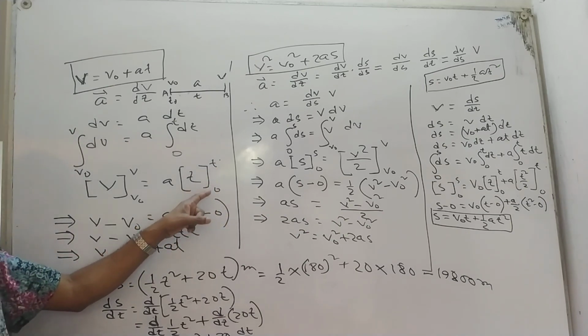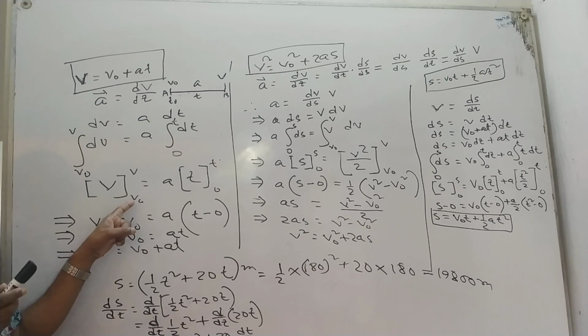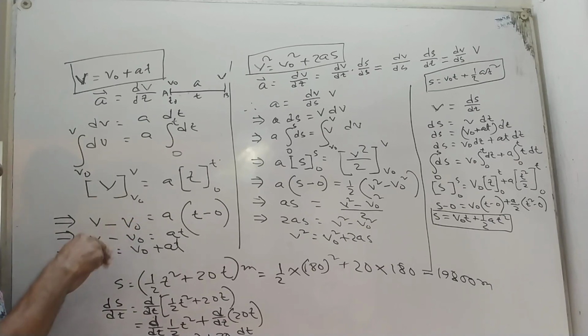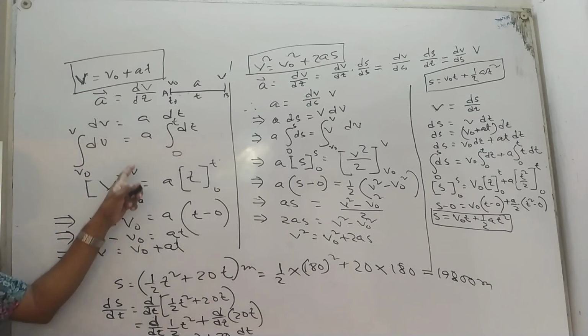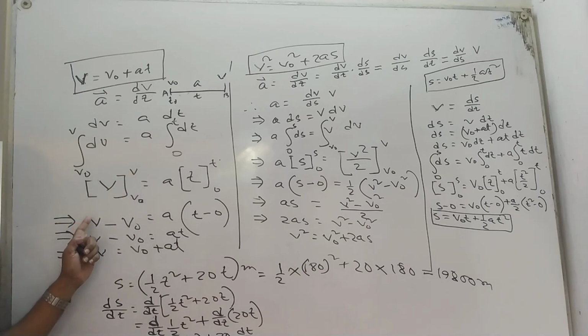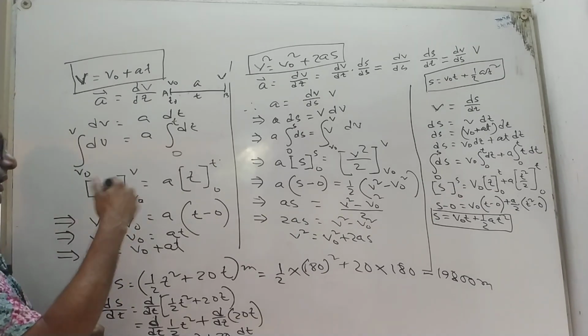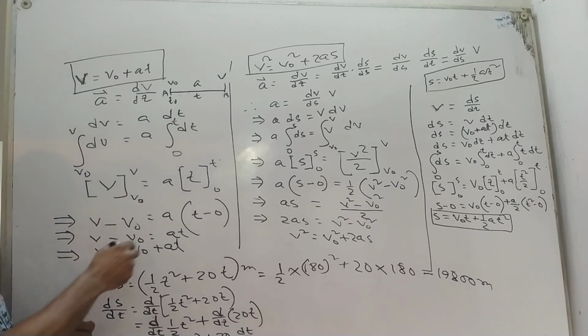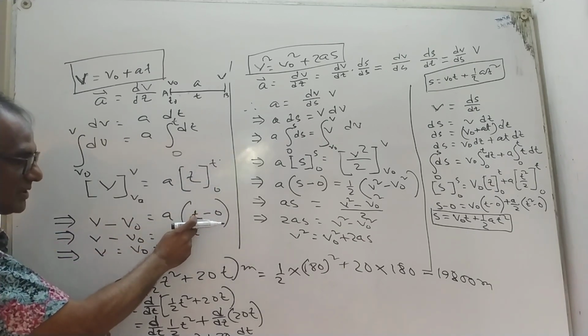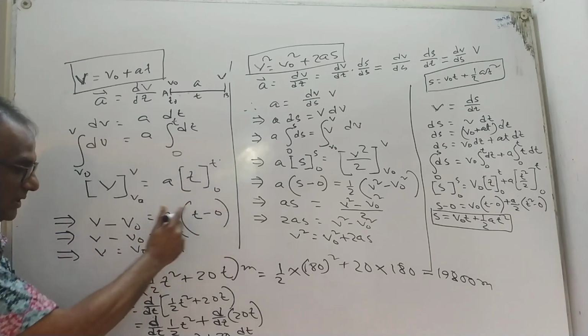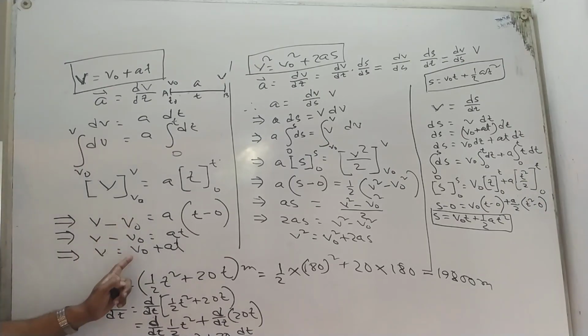So for time the limits are 0 to t, and for velocity the limits are v naught to v. The upper limit will be written first, v, and then minus the lower limit, v naught. This is the formula and the process of the calculus. In this way, our upper limit will be written first, then minus the lower limit, so we will have this.